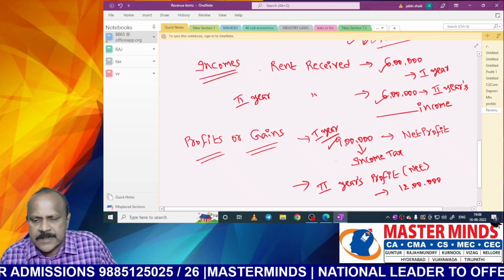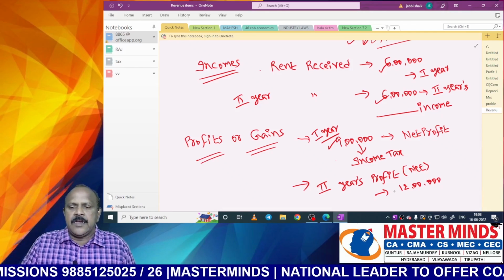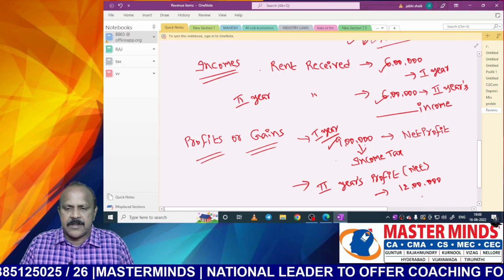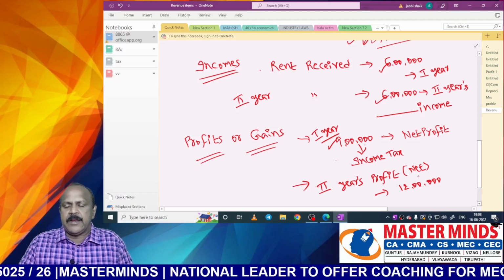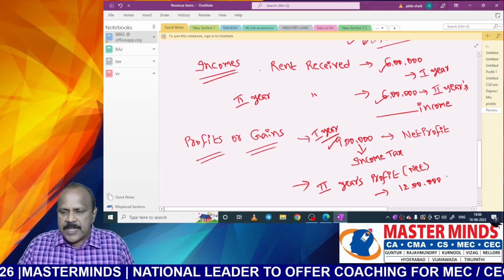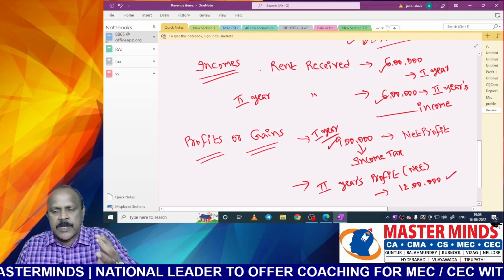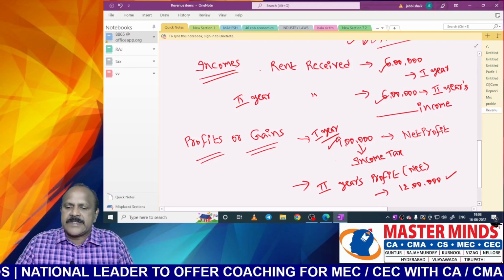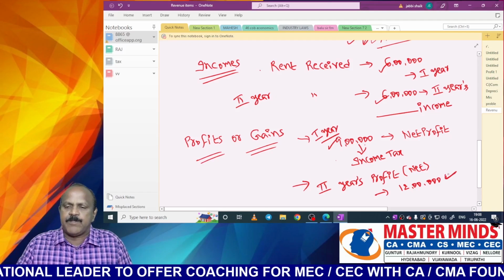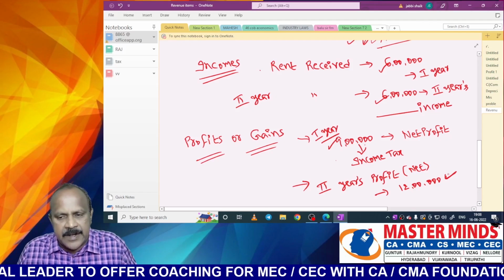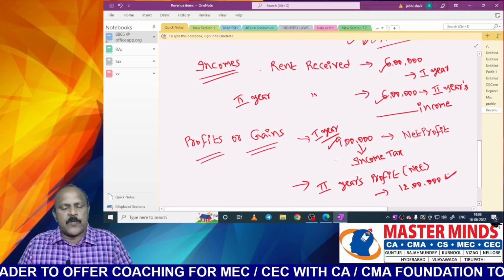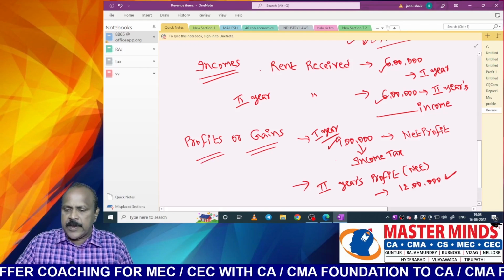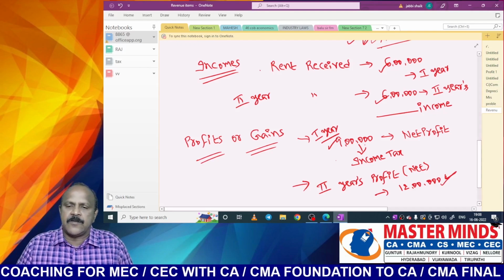My question is, do we pay income tax on the total profit of 21 lakhs during the second year, or is it paid on the second year's profit of 12 lakhs, students? The answer is simple. We pay income tax in the second year on the second year's profit of 12 lakhs. By this, we can understand that first year's net profit is confined to first year itself. Second year's net profit is confined to second year itself.